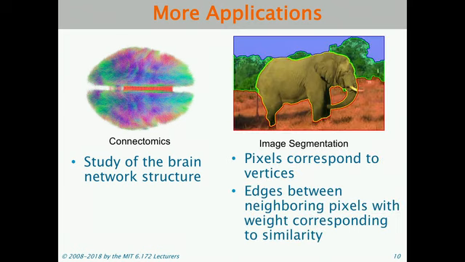Graphs are also used in computer vision, for example, in image segmentation. Here you want to segment your image into the distinct objects that appear in the image. You can construct a graph by representing the pixels as vertices. Then you would place an edge between every pair of neighboring pixels with a weight that corresponds to their similarity. Then you would run some sort of minimum cost cut algorithm to partition your graph into the different objects that appear in the image.